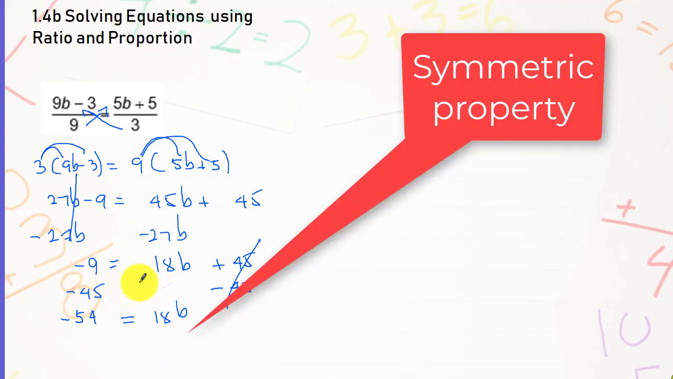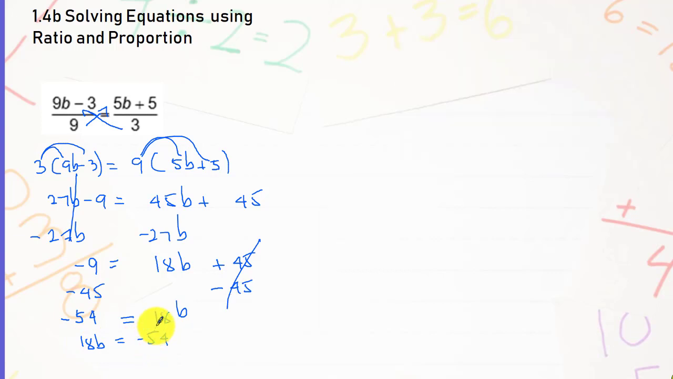Now, using our symmetric property, I can also read this equation negative 54 equals 18b as 18b equals negative 54. So right now we are using our symmetric property. Division property. And then using your inverse, I'll get b equals, so negative 54 divided by 18 is actually equal to negative 3. And of course, whenever you're done solving equations, don't forget to check your answer.